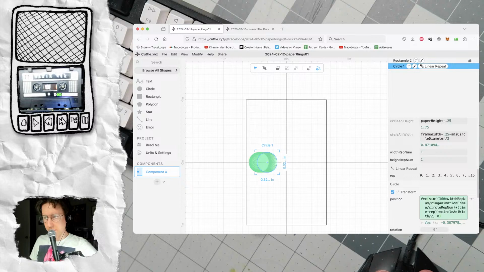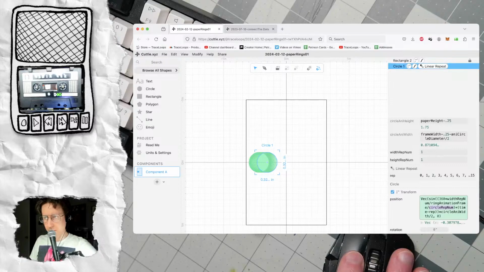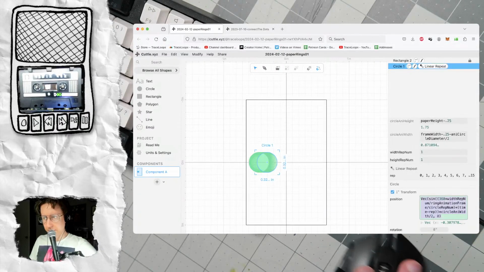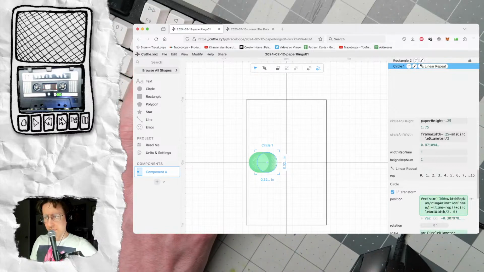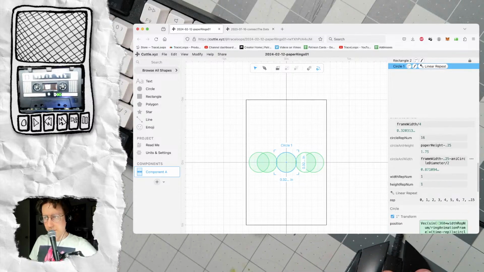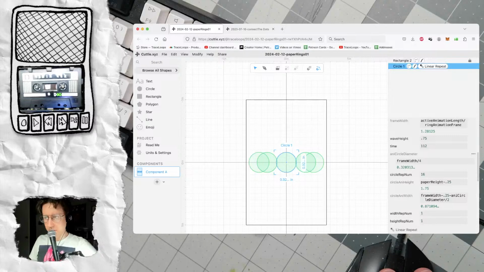Ring animation frame. Wait, no, I think I just need to... Alright. I think it's something where I overthink bits. Don't divide by circle rep num. I think this is actually what I need. Alright, so let's come to time.